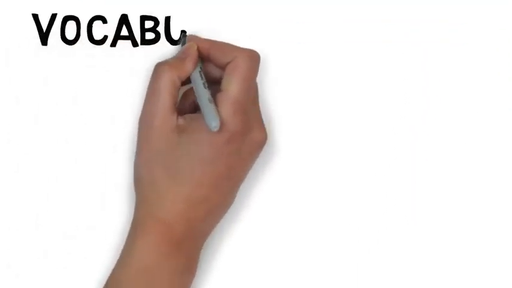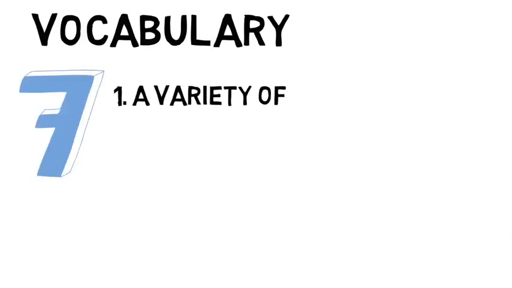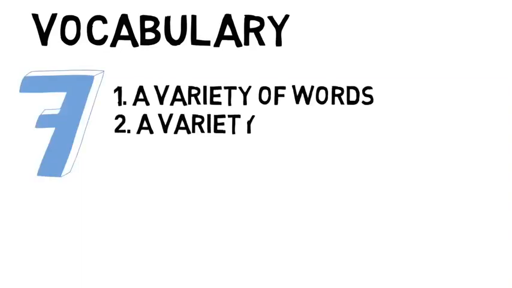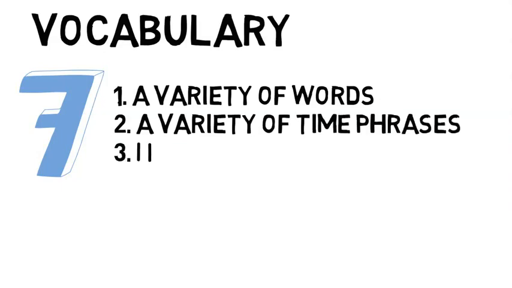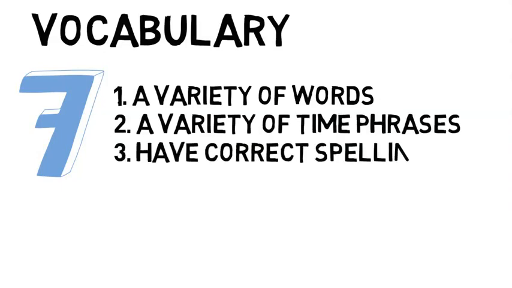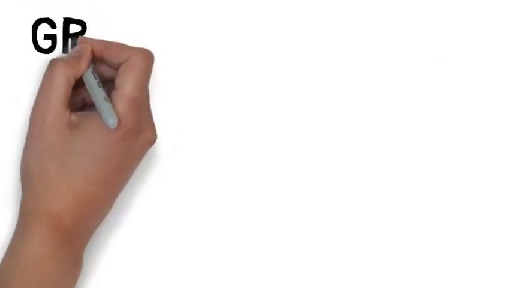The third section is vocabulary. To get a 7, you need to 1. Use a variety of words. 2. Use a variety of time phrases. 3. Have correct spelling. The last section is grammar.